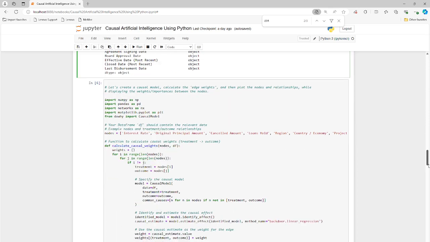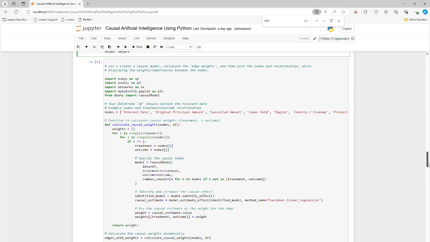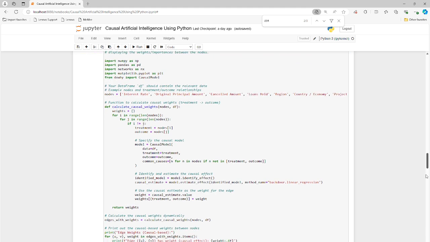So we're going to clean that up and then move on with some graph analysis. This is pretty cool because we can start to understand, based on the causal model, the edge weights, and then visually plot this and render this in a chart to show us the weights and the importances between all the nodes, and the weight will show us the significance or the meaningfulness between the different nodes.